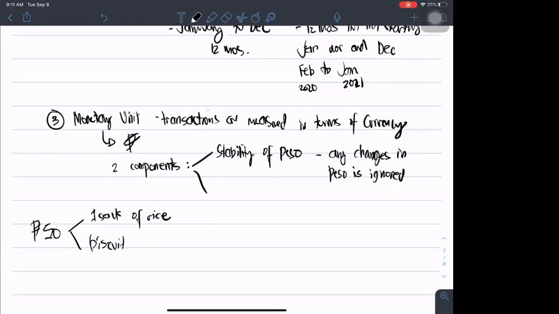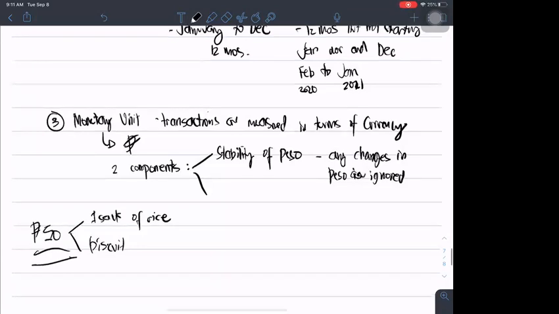So before, 50 pesos, 1 sack of rice. Now, it is biscuit. Is there a change in the value of the peso? Yes. Before, the value of the peso is worth more. Now, the value of the peso is worth less. But do we account for the change? No. It will still be 50 pesos. Hence, we can learn here, even if there is an inflation, even if there is a deflation, we do not account for it, because we assume that the peso is stable, meaning whatever is the value, that will be the value, because the changes are ignored. Any changes in peso are ignored.